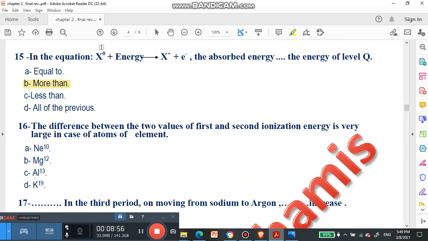The equation X naught plus energy. X naught plus energy means we are in oxidation state 0, and we give energy to this atom, which changes into a positive ion as 1 electron is removed. So the absorbed energy here, what happened to it? If we are in oxidation number 0 and we want to increase the oxidation state, as when going from 1 to 2, we add 1 to make it higher. So if we are in oxidation state 0 and we want to move to a higher oxidation state, X plus, or plus 1, or plus 2, or plus 3, any of them, the absorbed energy is greater than the energy of level Q.